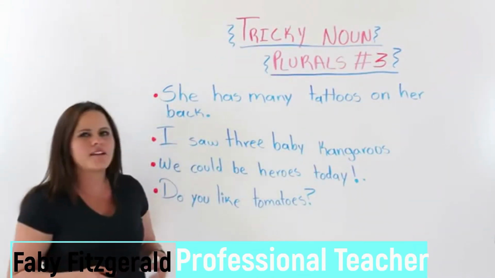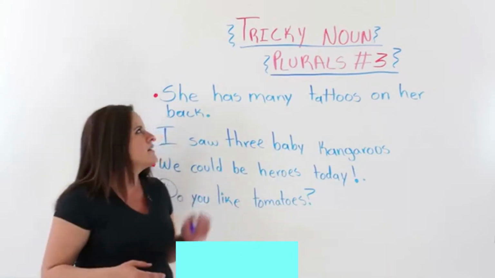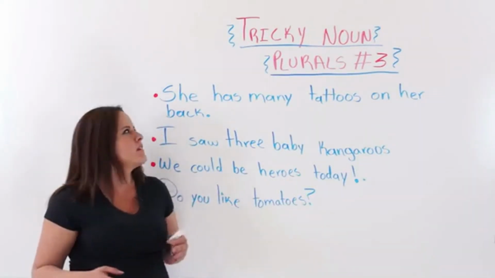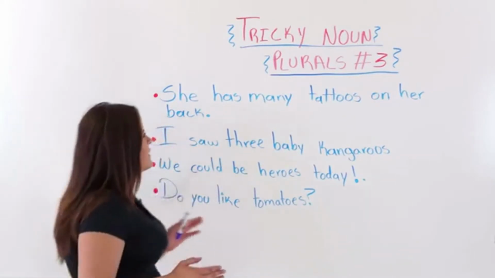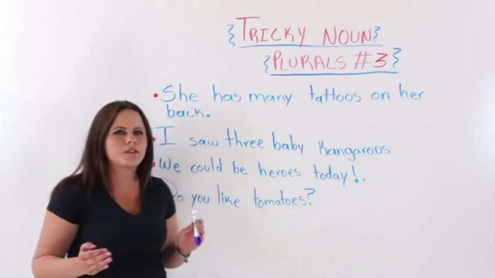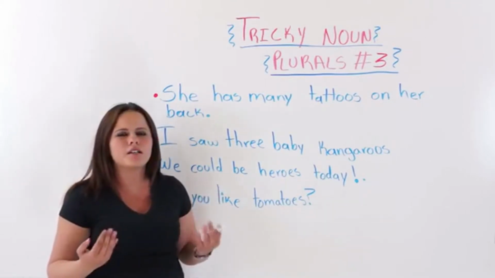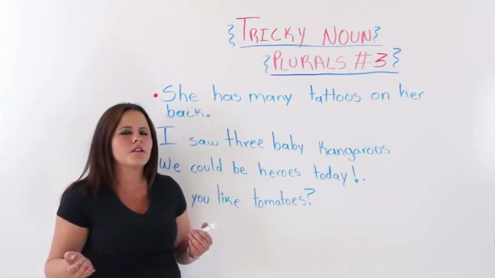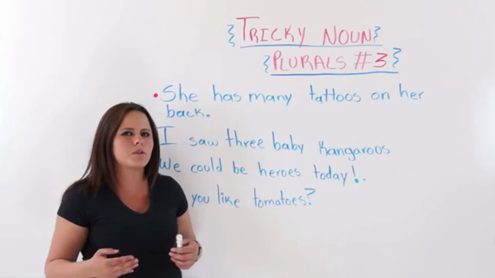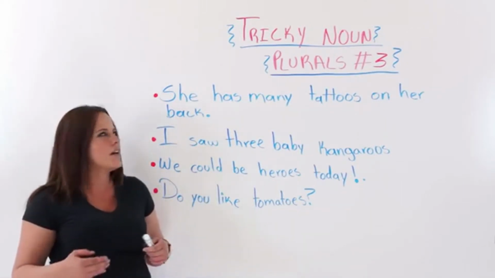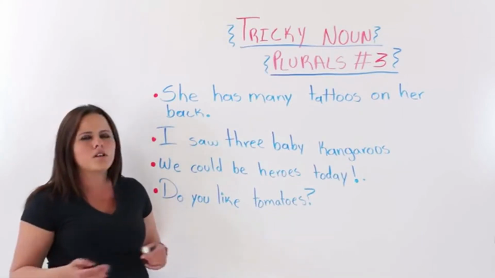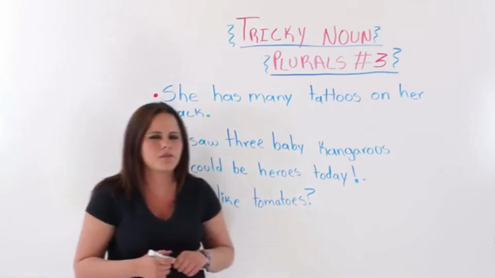In today's lesson I will be talking to you about tricky noun plurals. This is part 3 of this topic. The first two parts were about nouns ending with Y, and nouns ending with F or EF. And this third part is about nouns ending with an O, and how to make them into the plural form.